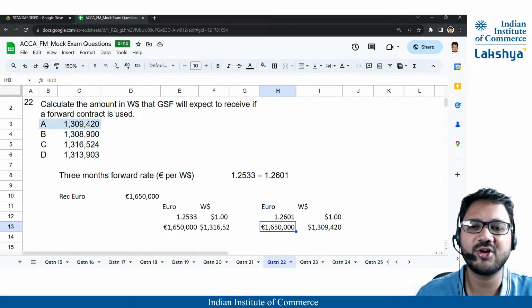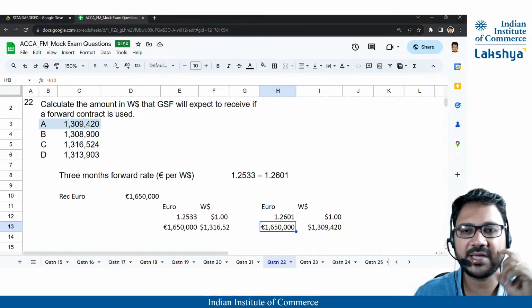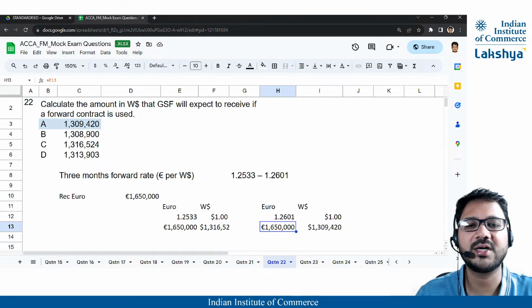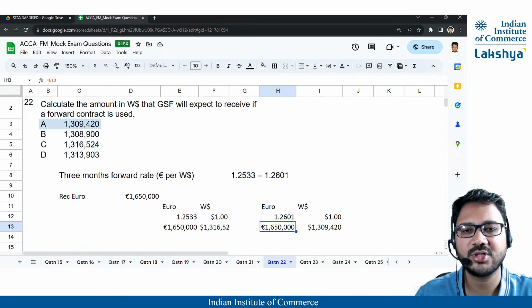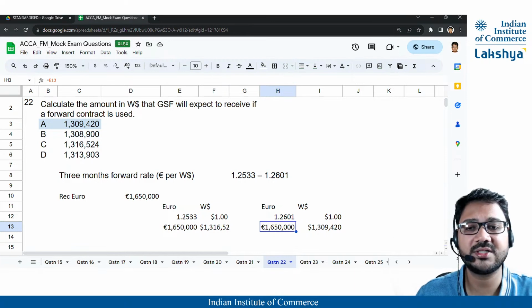Also, there's the other logic that the bank always sells high and buys low. So depending on what the bank is going to do, in this case the bank is going to buy euros and sell us the dollars. Accordingly, you can use that logic and also get the answer.